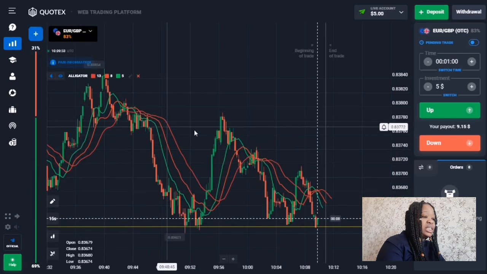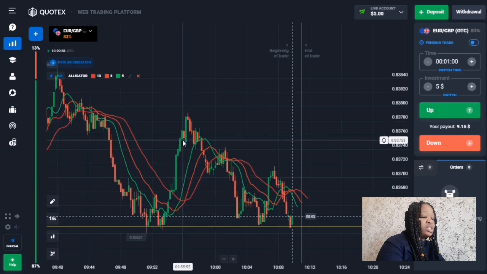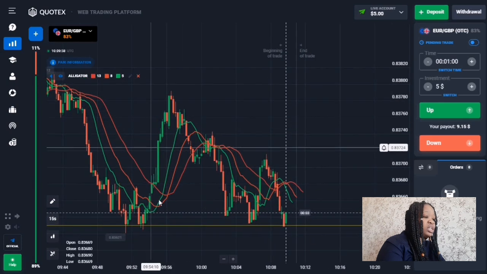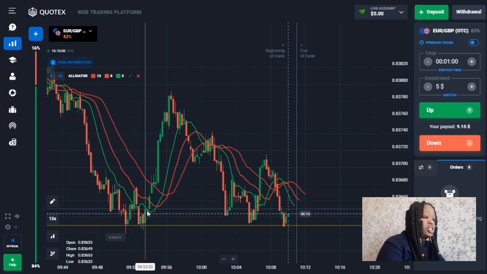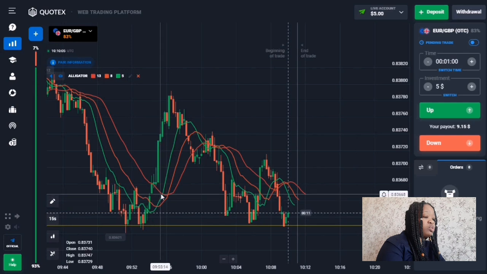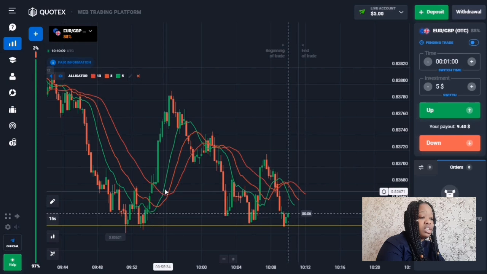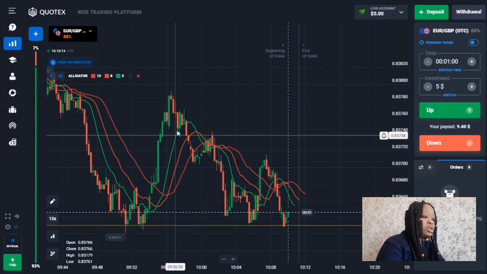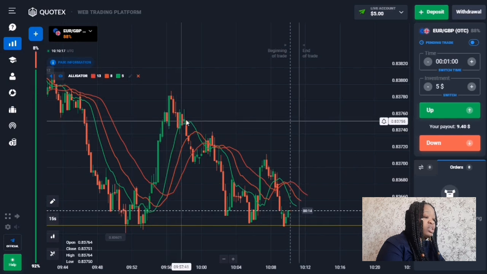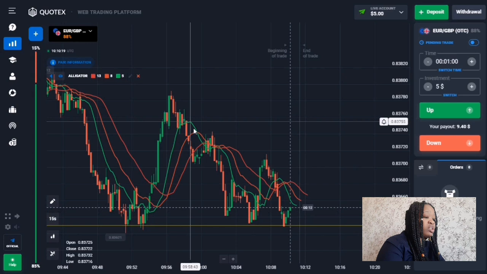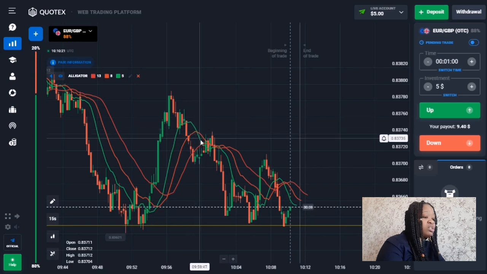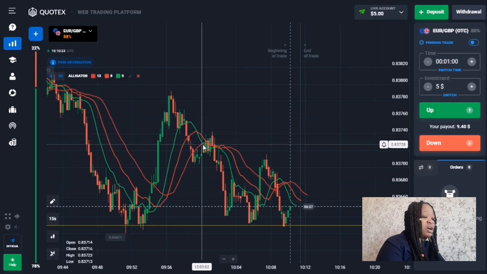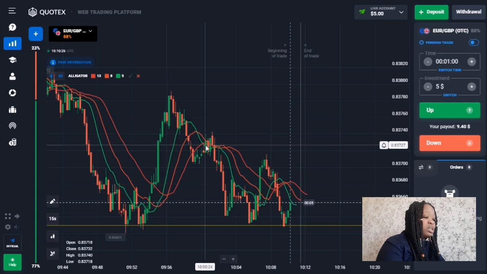So how do you make this indicator work? And what is the signal for opening a trade? The signal is when the green moving average is crossing over the red moving average from bottom to top, and this intersection will be the signal for you to enter the market with an up trade. And the opposite happens when the green moving average is crossing over the red moving average from top to bottom. It will indicate you have to enter the market with a down trade, and it also indicates that the price will be falling.